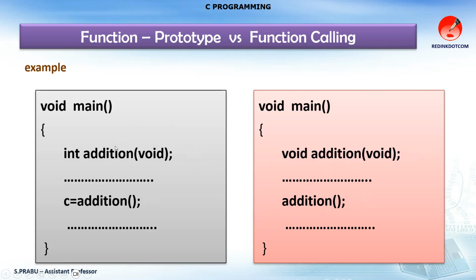And this one is another example. This function can accept nothing. So we cannot pass anything in the function calling statement. So depending upon the function prototype, you can call the function in an appropriate manner.